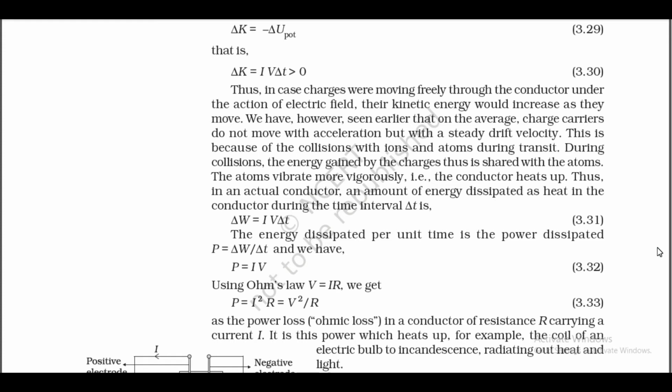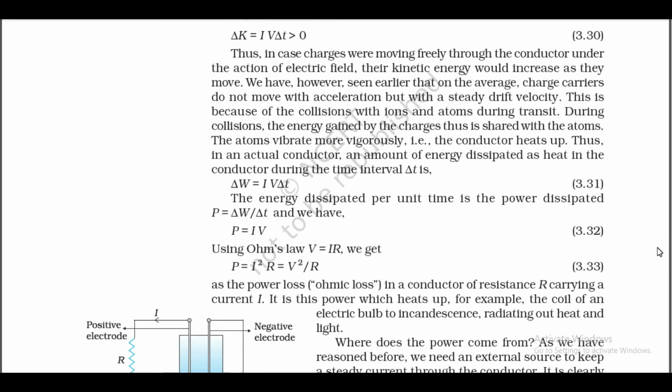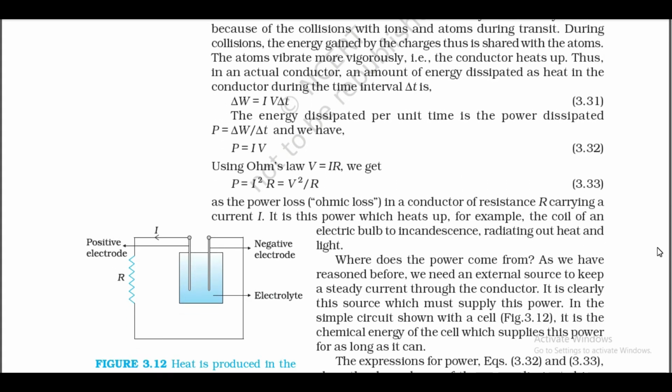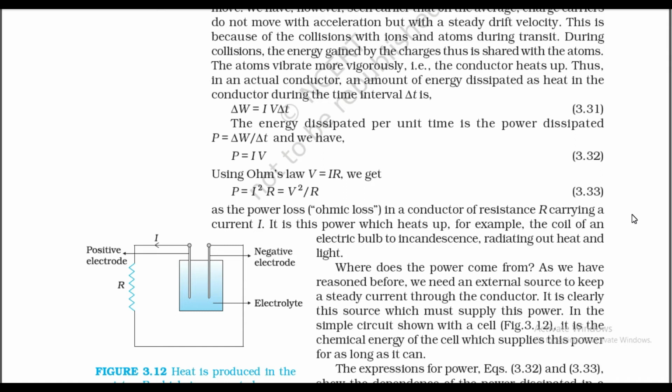Thus, in an actual conductor, an amount of energy dissipated as heat in the conductor during the time interval delta t is delta W equal to I V delta t. The energy dissipated per unit time is the power dissipated. P is equal to delta W divided by delta t, and we have P is equal to I V. Using Ohm's law, V is equal to I R, we get P is equal to I squared R is equal to V squared over R. As the power loss, ohmic loss in a conductor of resistance R carrying a current I.